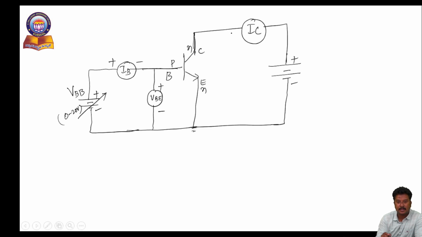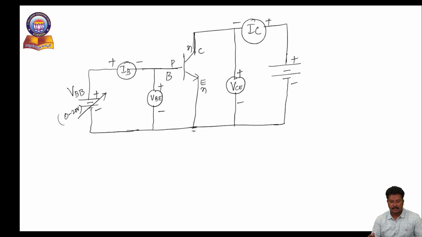I want to check the output voltage between collector and emitter, so I require one more voltmeter at the output side, that is known as VCE. Current always goes from positive to negative, so this is positive negative and positive negative. If you carefully observe this condition, the output is also variable, and I am applying VCC. I am applying two sources here, one at the input side and one at the output side.